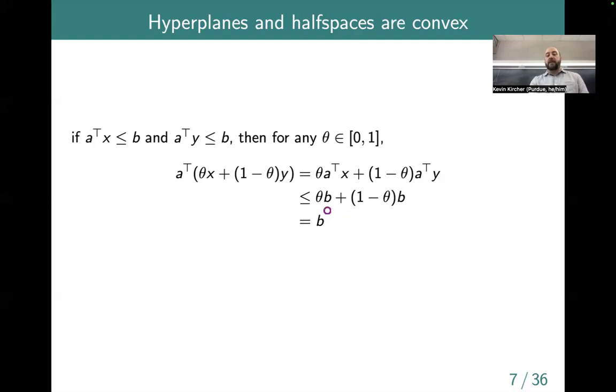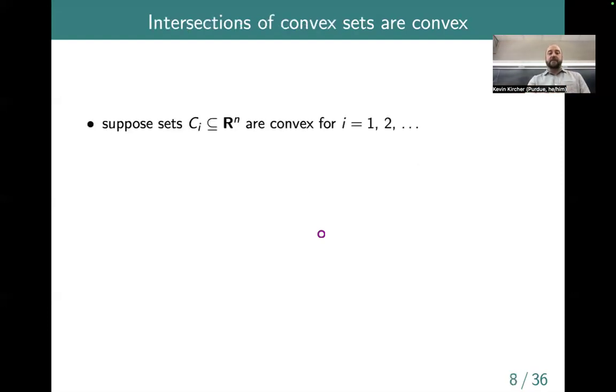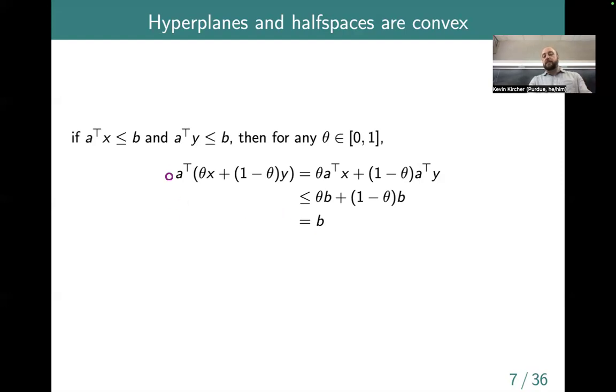And so we've shown here that a times the convex combination is less than or equal to b, meaning the convex combination is in the set. And from that, we conclude that the half space is convex. You can run the same argument with an equals sign here for the case where these are actually in the hyperplane, not in the half space. So we'd have equalities rather than inequalities.